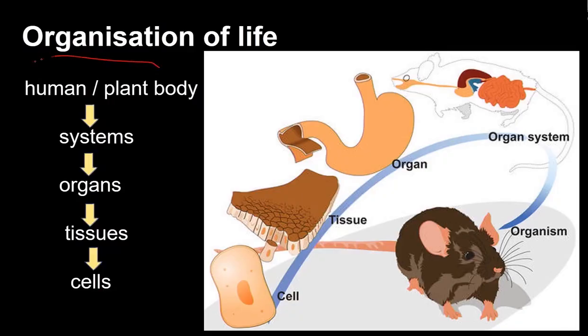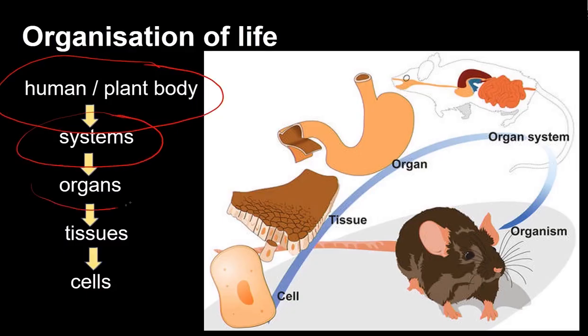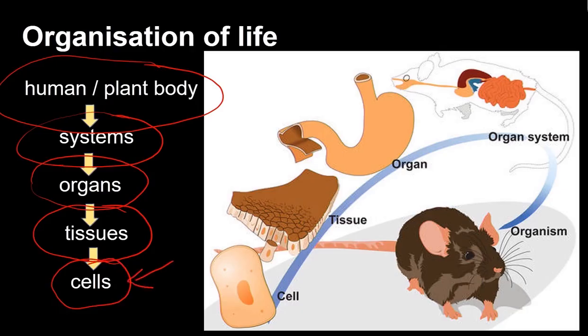If we have a look at this, we looked at this last time. Any living organism is made up of different systems. Systems are made up of different organs, and organs are made up of different tissues, and of course tissues are made of cells. Now, we looked at cells in the last lesson, and we are now going to have a look at the tissues that you need to remember.